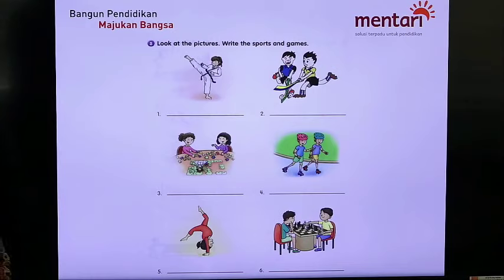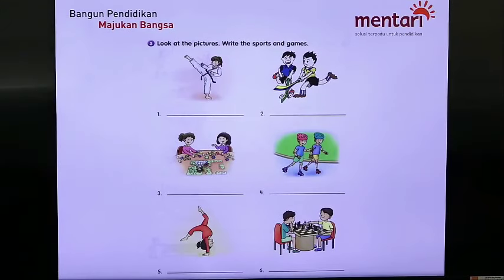Alright everyone, have you finished filling in the questions? Okay, now we are going to discuss your answer. Well, for number 1, if you can see, the girl in the picture is wearing a white uniform with a belt. Can you guess what sport it is? Well, this is what we call taekwondo. Taekwondo.